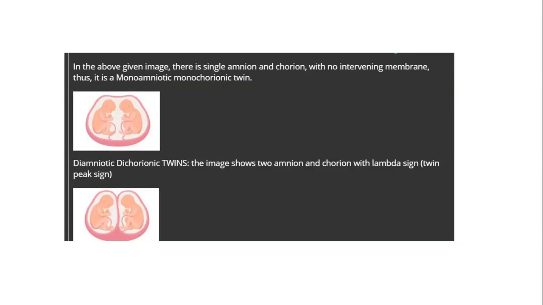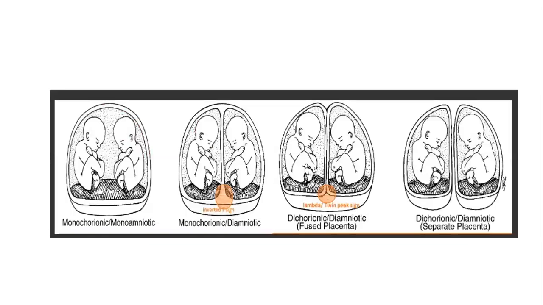In the above image there is single amnion and chorion, so no intervening membrane. So this is monoamniotic monochorionic. See the second explanation, diamniotic dichorionic. I told you, the two similar words mean twins. The image shows two amnion and chorion with lambda sign, twin peak sign. So just by saying two three times you can remember.